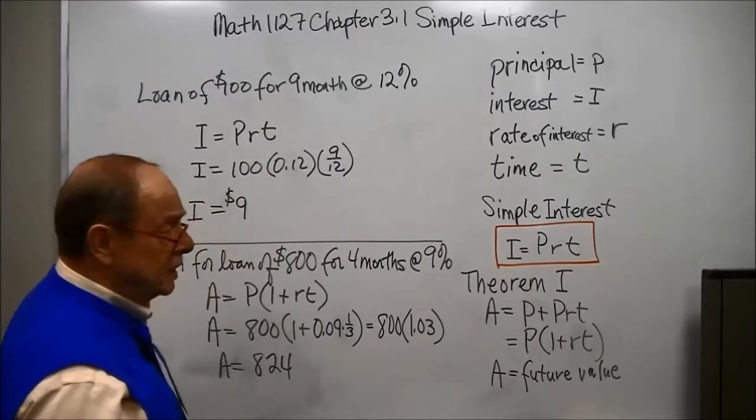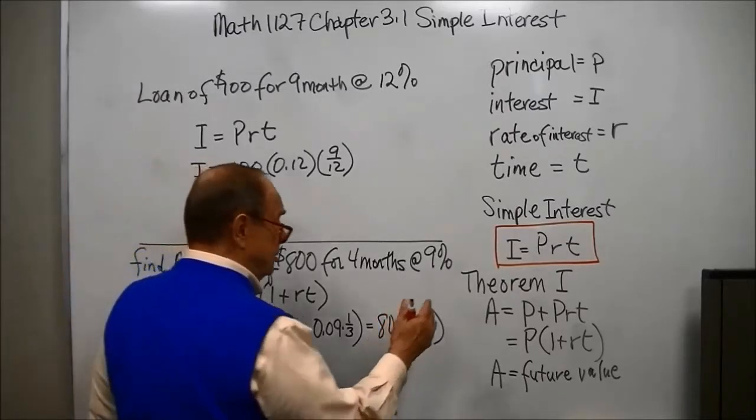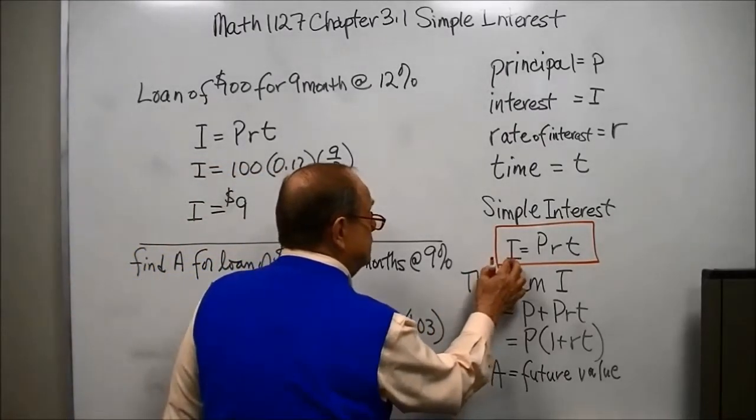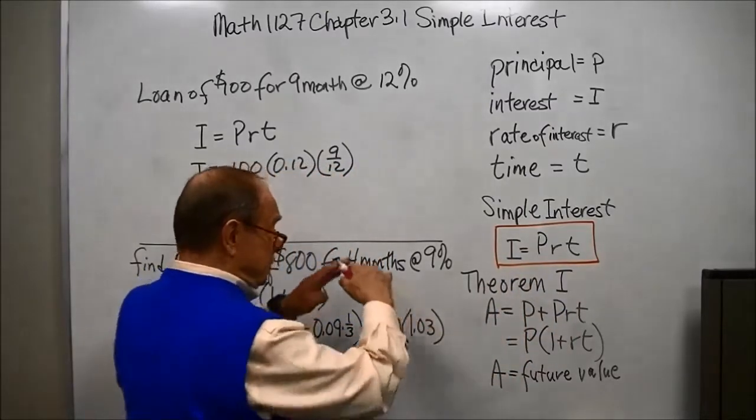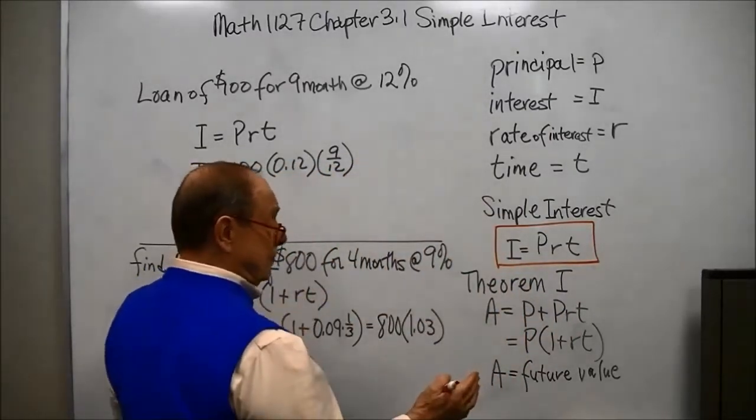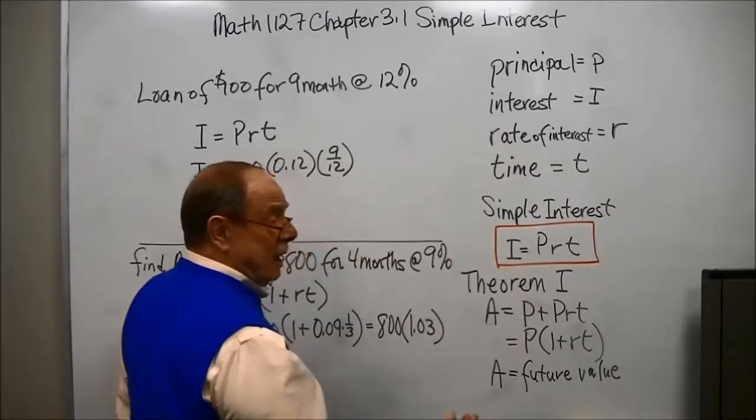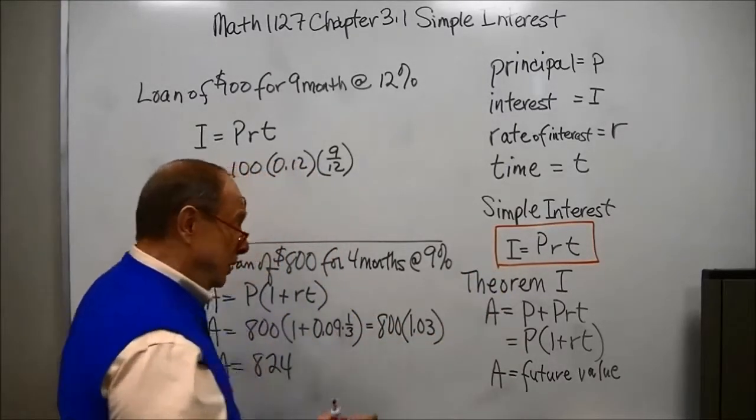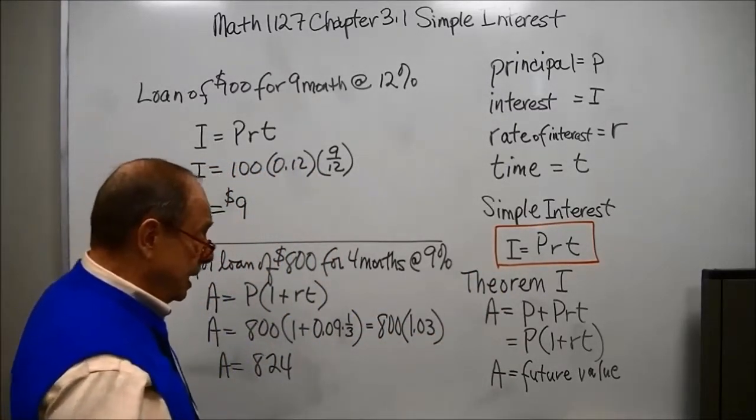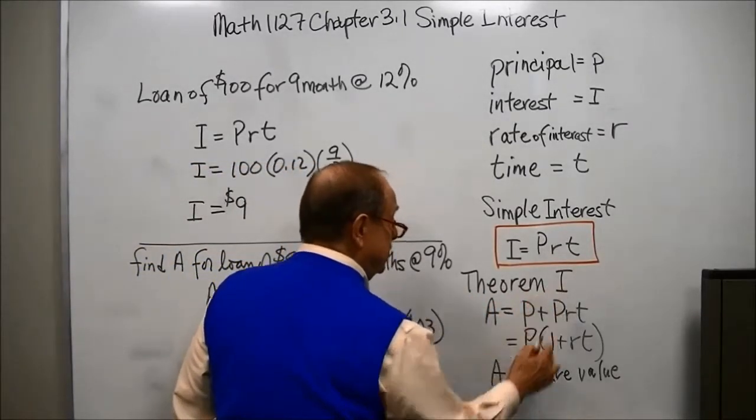Now, often you're not so much interested in the amount that you have to add to what you've borrowed, but you're interested in the total amount. What will be the total amount you have to pay back? That would be your principal plus the interest. Well, there's a formula for that. And they're describing it in our textbook as Theorem 1.